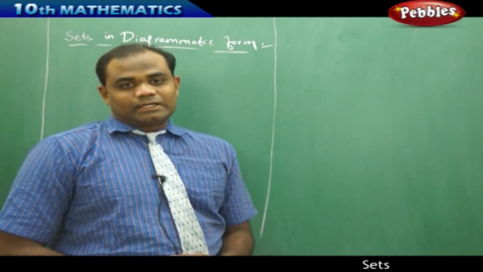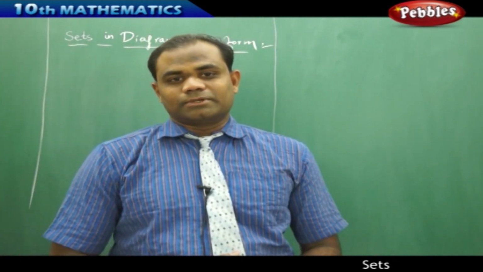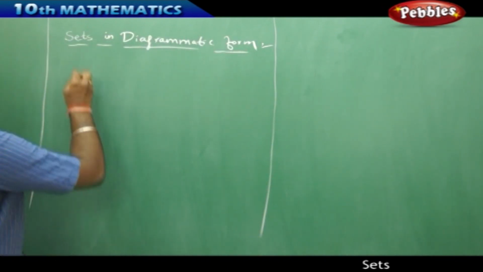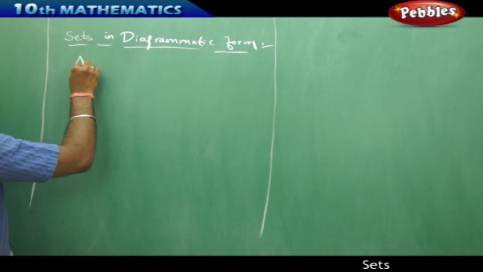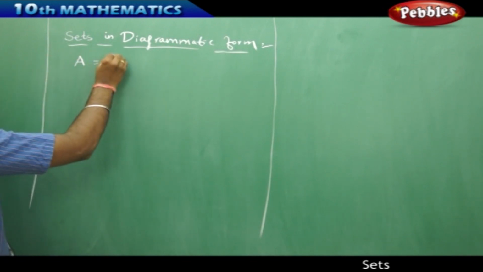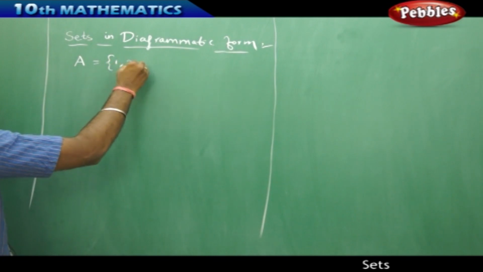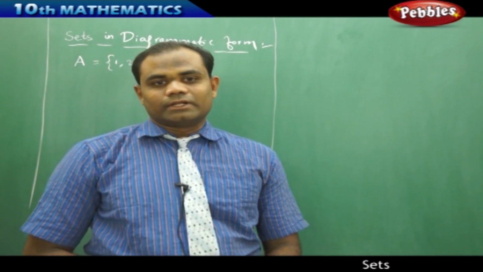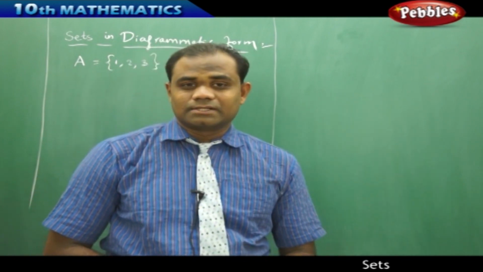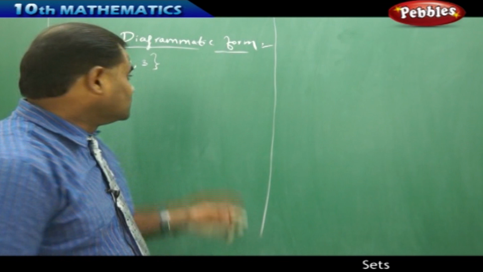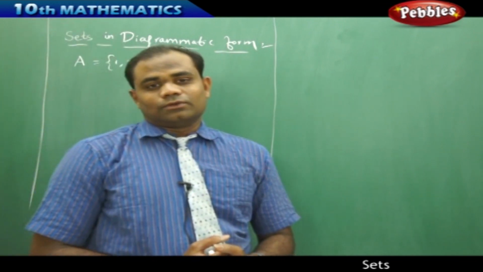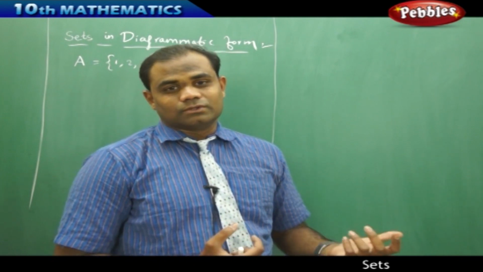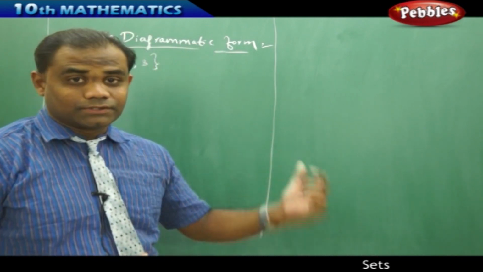firstly, we know that a set is generally denoted with the capital letters of the English alphabet. So for example, I take the set A to be this, and let me consider the elements inside the set as, say for example, 1, 2 and 3. So we clearly know that the number of elements in this set is 3, the elements being 1, 2, 3. Now using this, how do I represent this in the diagrammatic form? What kind of a diagram I use is what we're going to discuss in this session.